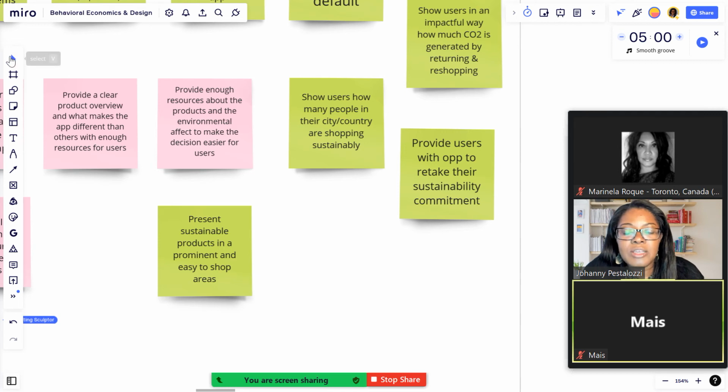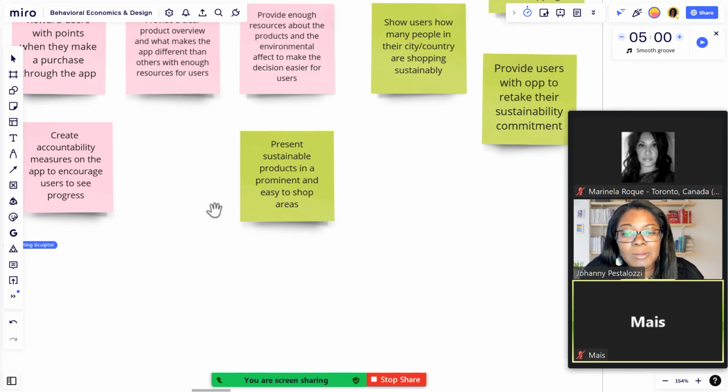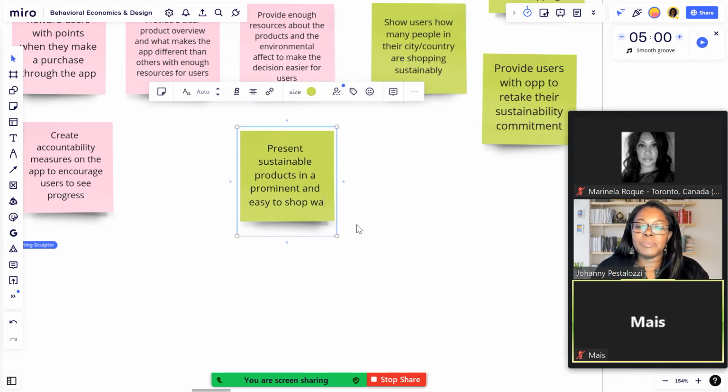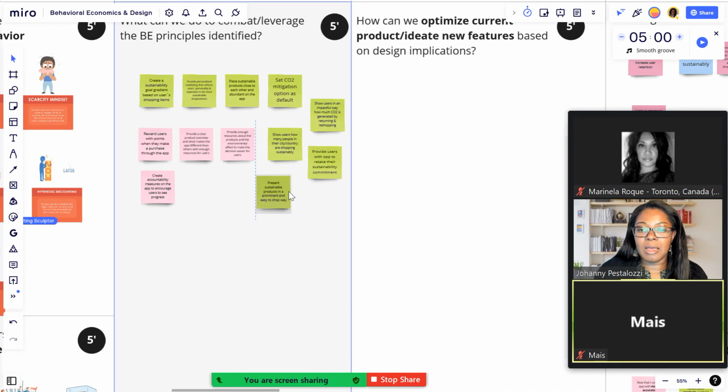And this is essentially if they fall off track, provide opportunity to easily come back to sustainable patterns. And finally, present sustainable products in a prominent and easy to shop way. And so this is to reduce friction and ease shopping of the sustainable product in the app. So that would be that part.